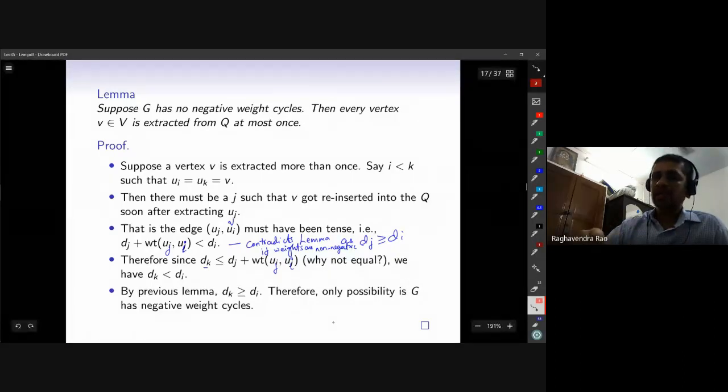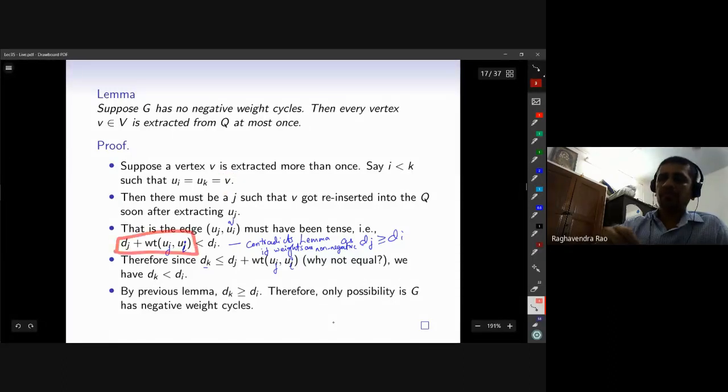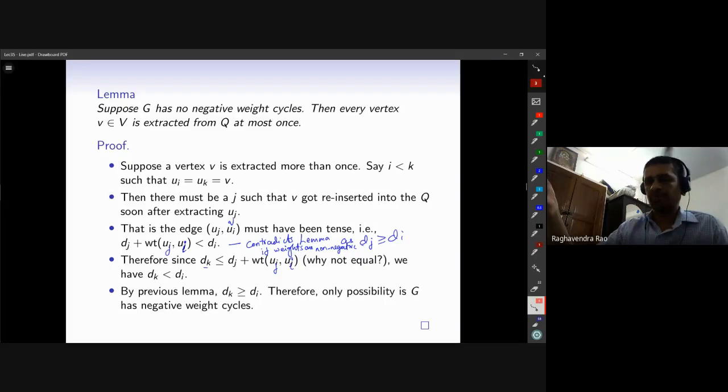See, when we reinserted the vertex v, its distance value was this, right? But when it is extracted, if at all, the value will be smaller than that because there could have been a decrease key in between. It's never going to increase. So it could be equal if there was no decrease key, but potentially there could also be a decrease key. Okay, sir.